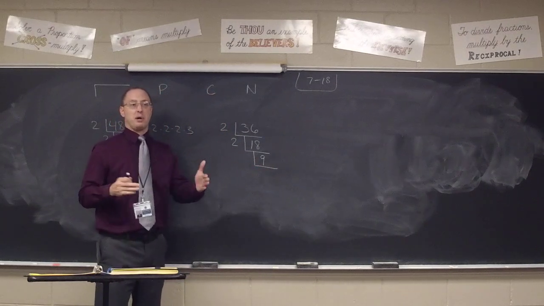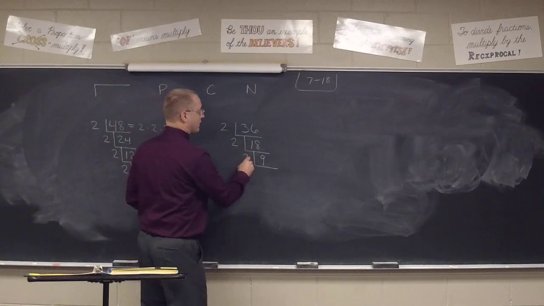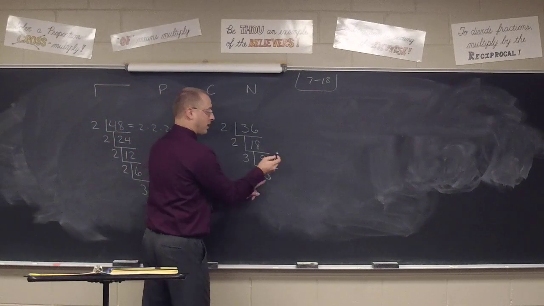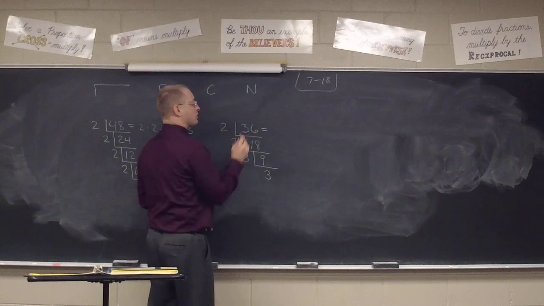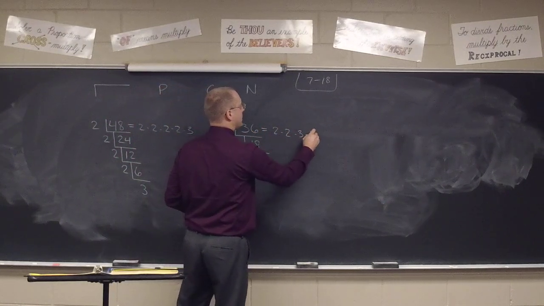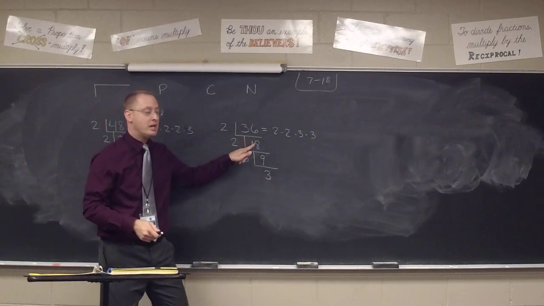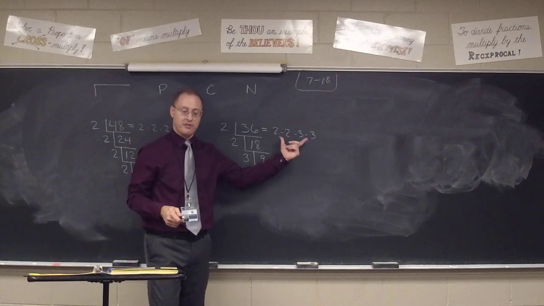No, there's a different prime number. If 2 doesn't work, go with the next smallest prime. 3. All right. What's 9 divided by 3? 3. Is that prime? Yes. So we're done. So we would say that the prime factors of 36 are 2 times 2 times 3 times 3. Composite numbers can always be broken down into a series of prime factors.